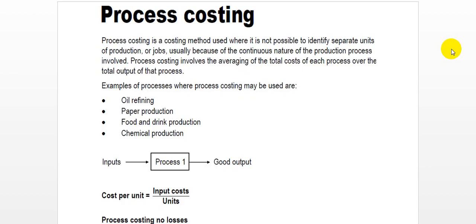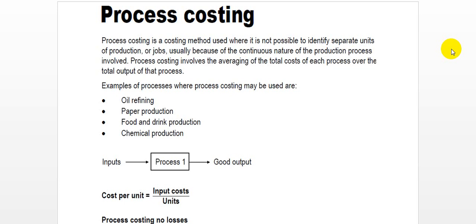So today's topic is process costing. Process costing has to do with getting a cost for a product which you can't separately identify when you produce it.